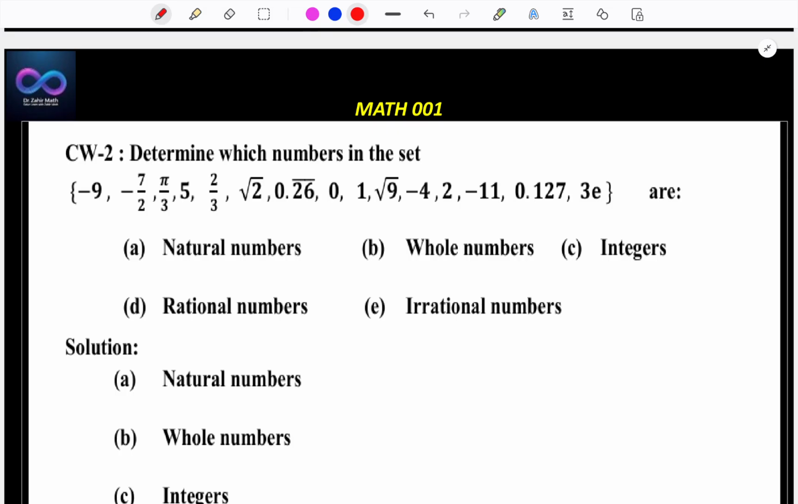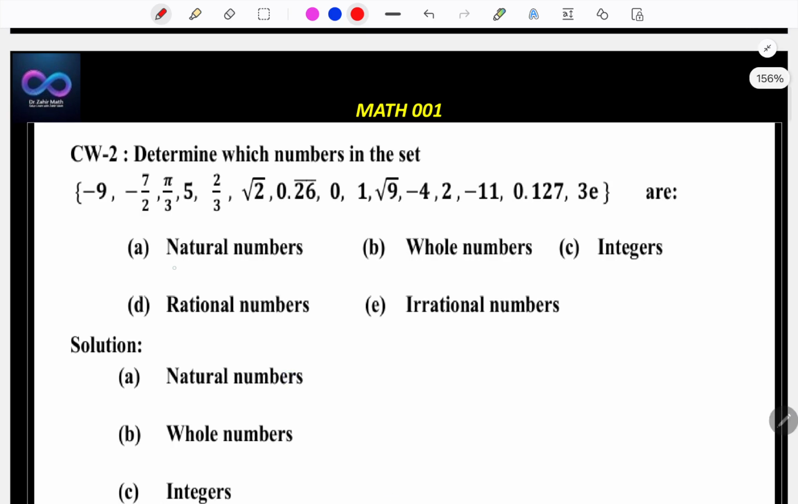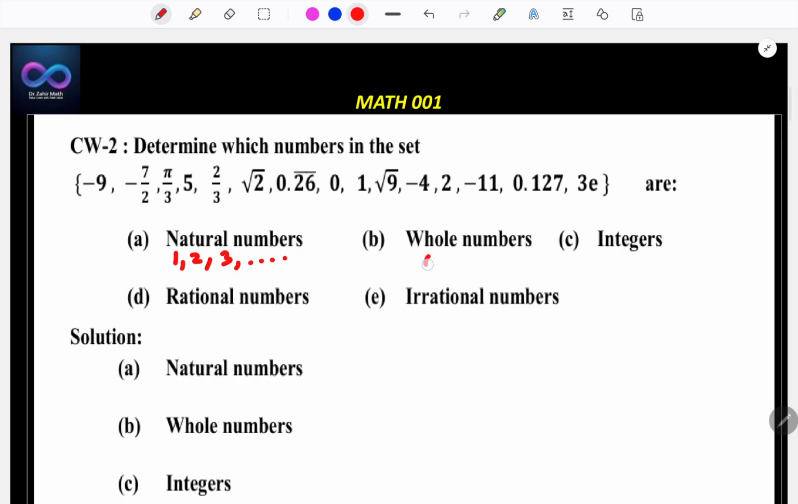Determine which numbers in the set are natural numbers, whole numbers, integers, rational numbers, irrational numbers. Natural numbers means what? 1, 2, 3, 4, 5. Whole numbers means what? 0, 1, 2, 3. Integers means what? 0, 1, 2, 3 dot dot dot and minus 1, minus 2 dot dot dot like that. These are the two numbers which have a little confusion, right? Yes. Now first we pick up the irrational numbers, okay?